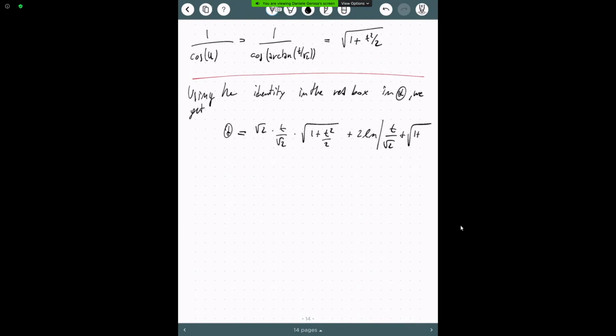This has to be checked. I don't want to do that now, so I leave that to you. There might be some sign problems here. So we have t times the square root of 1 plus t squared divided by 2, plus 2 logarithm of t divided by square root of 2 plus the square root of 1 plus t squared divided by 2, plus a constant, of course. So I guess, and I hope, that now this is over.